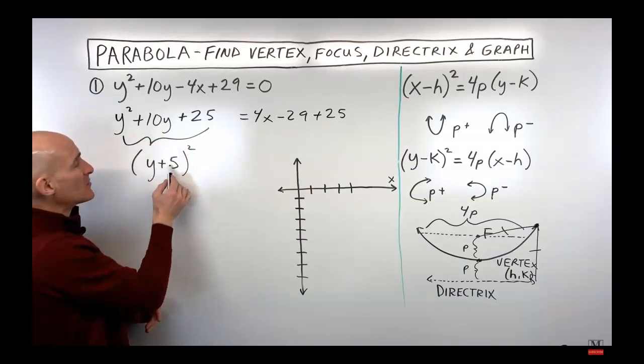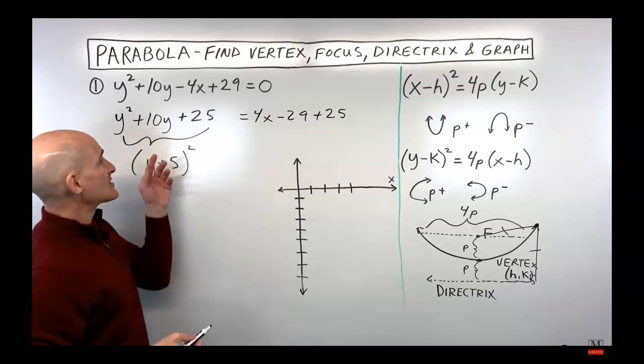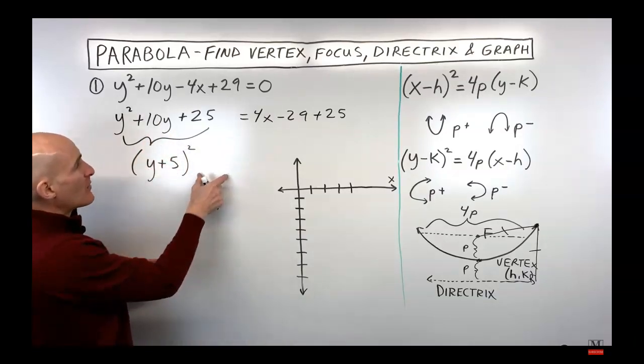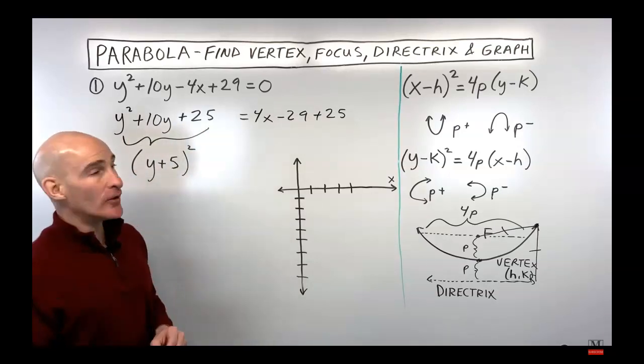If this was minus 10y, you see this is y minus 5. So that's kind of a quick shortcut. And you can always check the work if you write y plus 5 times y plus 5 and fill it out to get back that original.